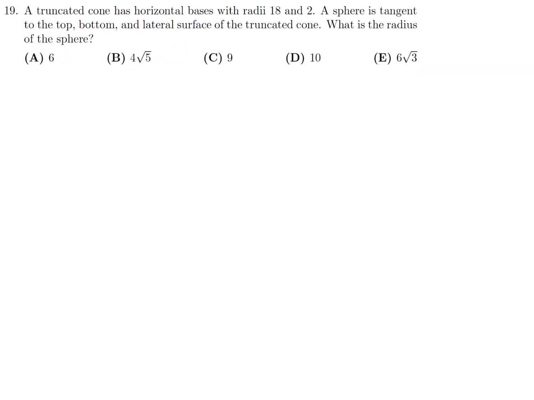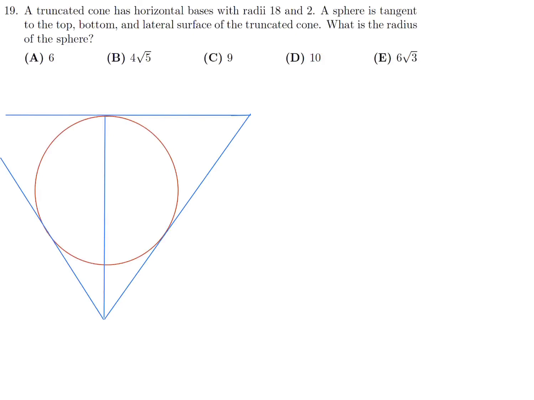A truncated cone has horizontal bases with radii 18 and 2. A sphere is tangent to the top, bottom, and lateral surface of the truncated cone. What is the radius of the sphere? So here is our truncated cone. As you can see, the black lines represent the horizontal bases, and I extended the diagram a little bit because I'm going to need that to solve this. And then I'm going to just draw one line from the center of that sphere to the tangent point right there. Okay? And I think that should be enough in terms of lines, but we'll see how this goes.